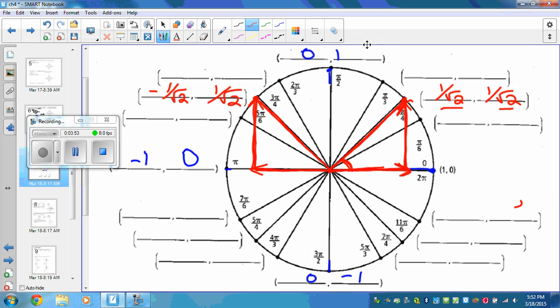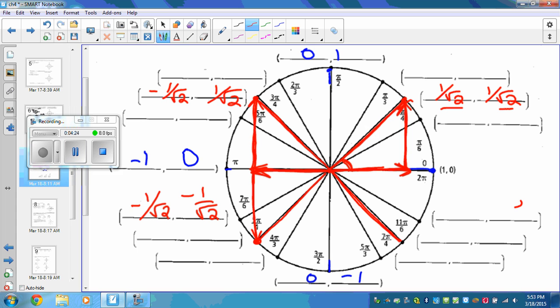Using symmetry again, I'm looking at 5 pi over 4 here, this point right here. This is the exact same coordinate, only I have a negative y and a negative x. So the exact same, only both are negative.